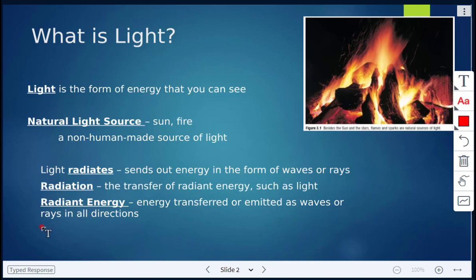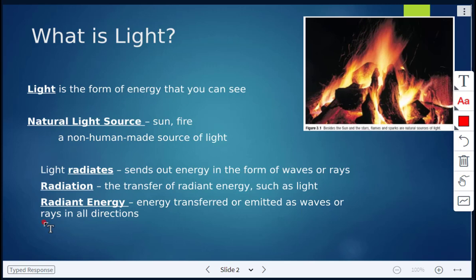All right, so continuing with light, light also radiates, meaning it sends out energy in the form of waves or rays. So when we talk about radiation, this is the transfer of radiant energy such as light. And radiant energy is defined as energy that is transferred or emitted as waves or rays in all directions.